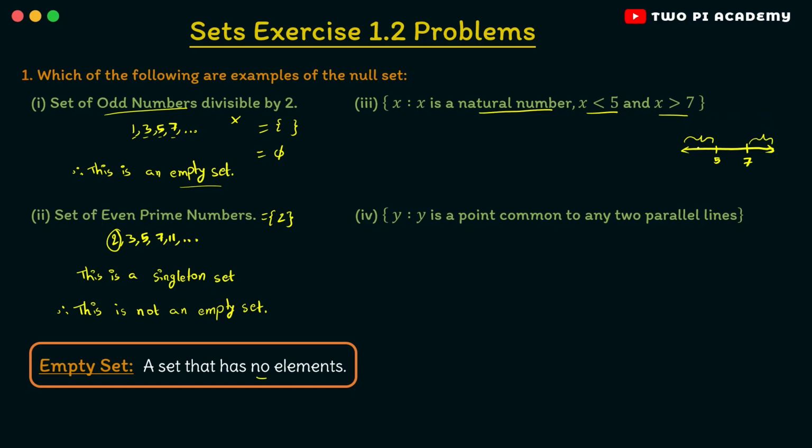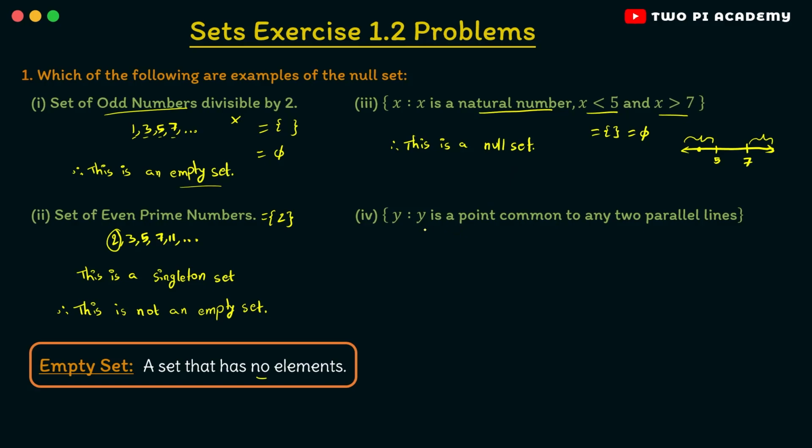Now if you take any point on the number line, can it be in both of these regions at the same time? No, right? Both at the same time is not possible. So this is an empty set, which means it can have no elements. You can denote that by either empty curly braces or the Greek letter phi. And here we'll write that down. Therefore this is a null set. So the third set is a null set or empty set.